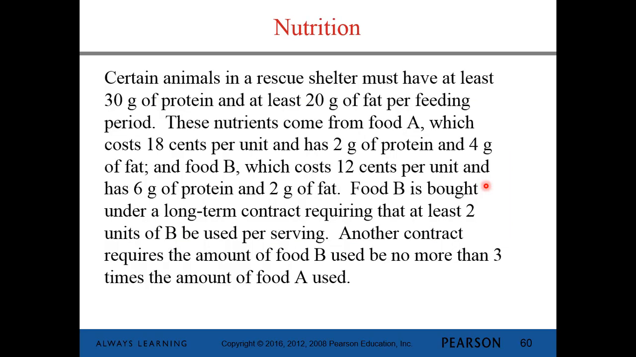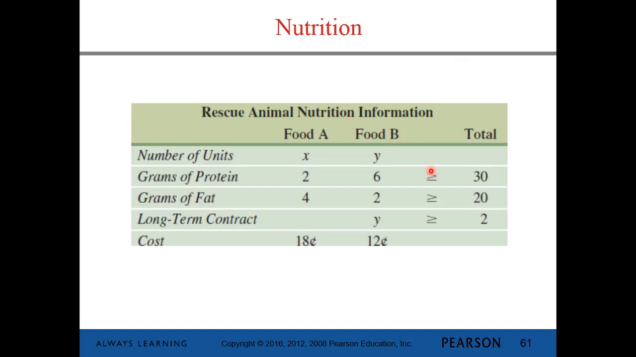Okay, hold on a second. Let me make sure that that's what they're saying. Yeah, at least, right? Must have at least, and at least, right? Keywords. So at least 30, and then of course the grams of fat. So 4 grams times the number of units of A, plus 2 grams times the number of units of B. The sum of the grams of fat has to be at least 20 grams.